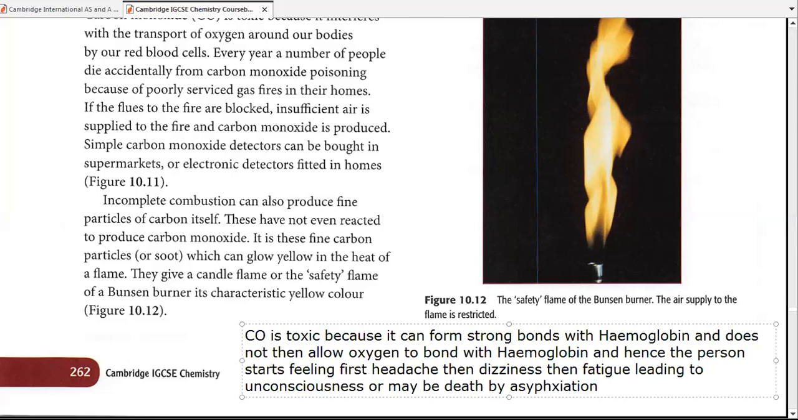Yeah, you're supposed to write it. All of it. This is the exact chemical reason behind it.